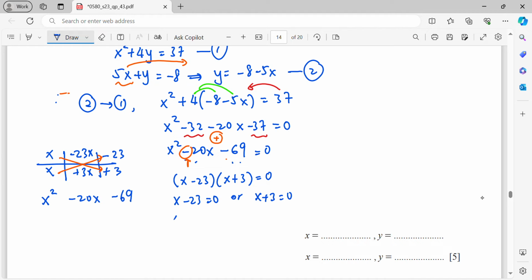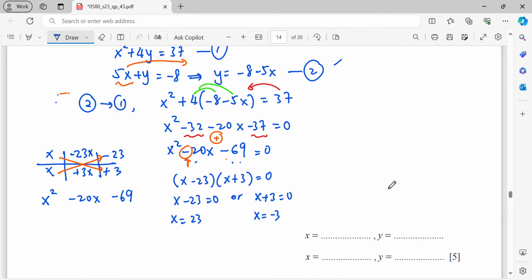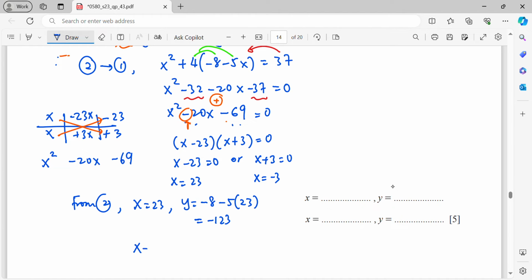Now for the first one, I get x equals 23. But for the second one, my x is -3. Okay, so now after you found 2 x values, you have to find 2 y values from the second equation. So now I will write from the second equation, where my x is 23, my y is -8 minus 5 times 23. Then this is going to be -123. Same goes to the next x value. Next x value, x is -3, your y is -8 minus 5x. Then this is going to be 7.